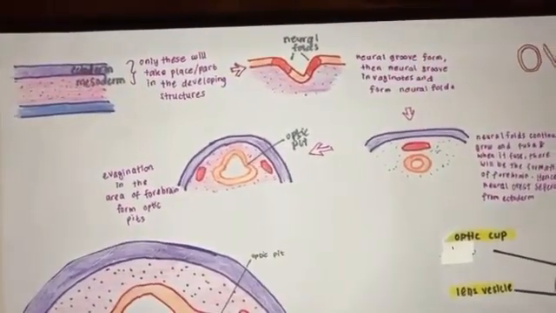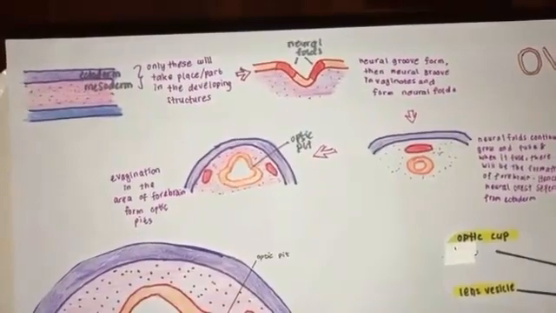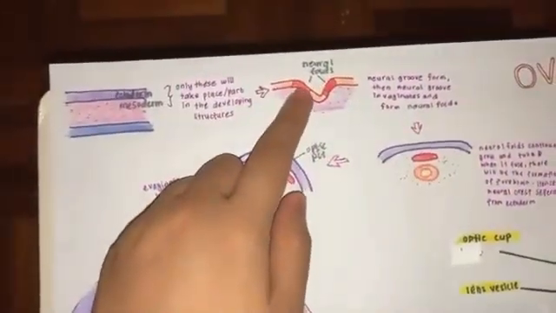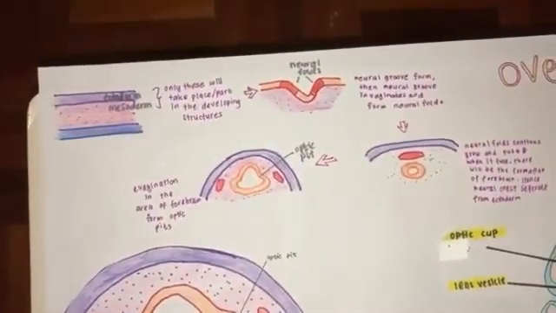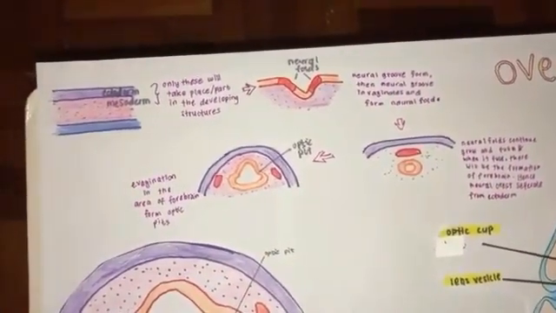Then the neural groove forms and it will invaginate and form neural folds. So here are the neural folds. Then the neural folds will continue to grow toward each other and fuse, and there will be the formation of the forebrain.